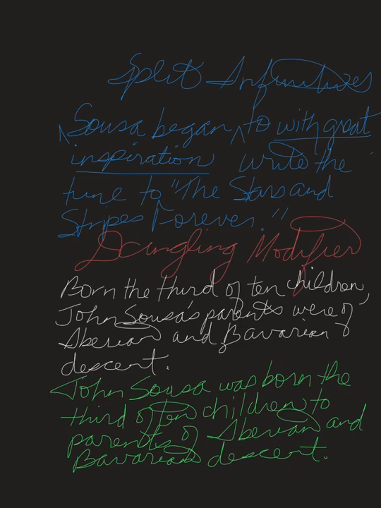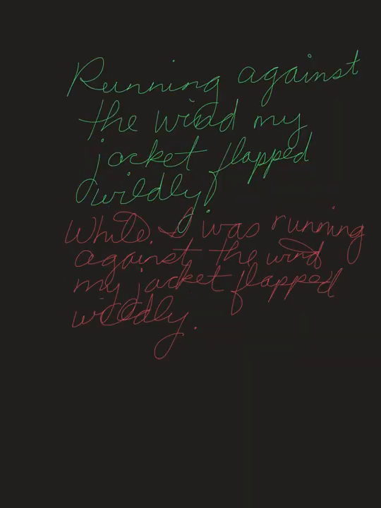All right, one more slide. All right, here's one more example of a dangling modifier. And again, this is a participial phrase at the beginning of the sentence. Often these are, but not always by any means. Running against the wind, my jacket flapped wildly. Okay, your jacket wasn't running against the wind. And that's really the only noun there that participial phrase could describe.